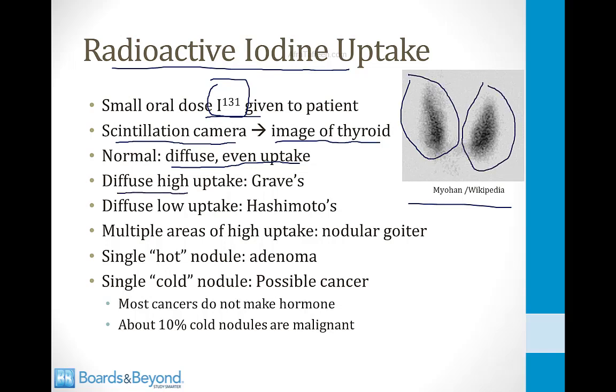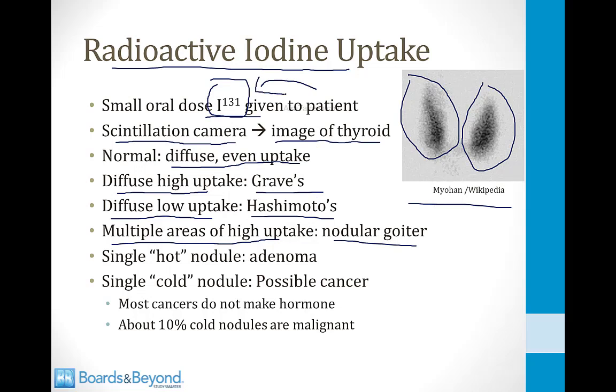If you see diffuse high uptake of the iodine-131, that means that the thyroid gland is overactive. That's what you can see in disorders like Graves' disease, where the patient is hyperthyroid from excessive production of thyroid hormone. If you see diffuse low uptake of the iodine-131, that's what you can see in patients with long-standing Hashimoto's thyroiditis, where the thyroid gland has begun to be burned out. If you see multiple focal areas of high uptake, this can suggest nodular goiter. It means that the patient's thyroid gland has lots of little focal areas producing lots of thyroid hormone and therefore taking up lots of the iodine-131.